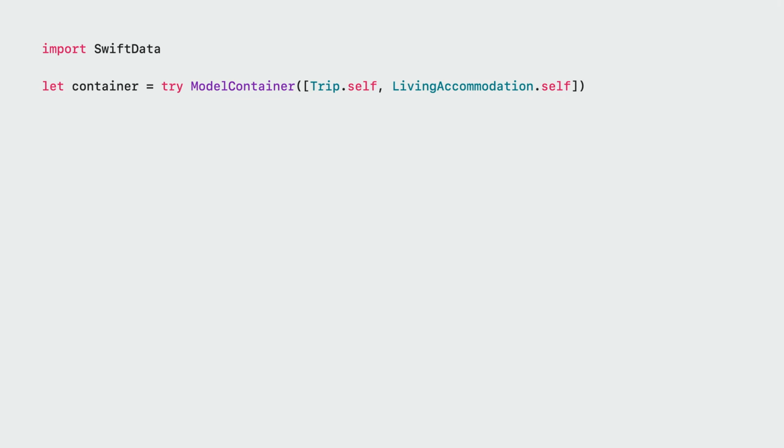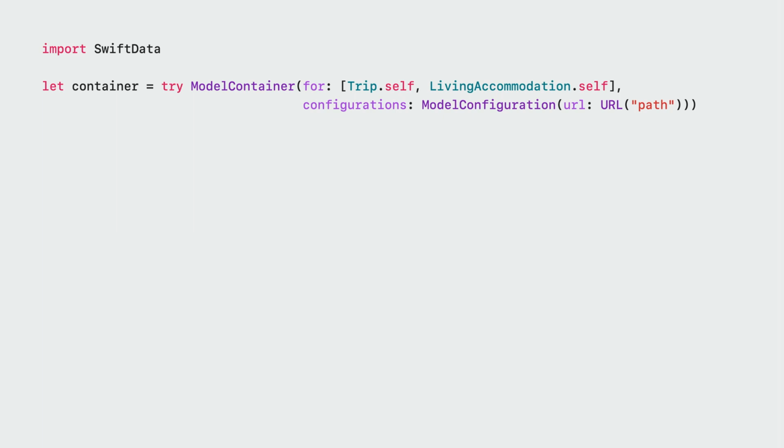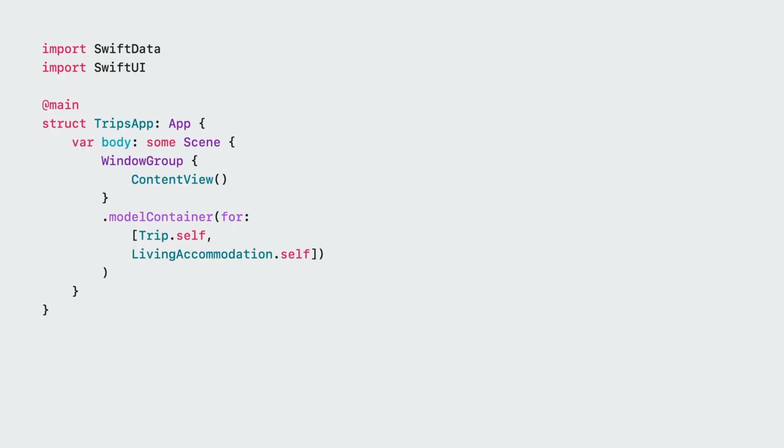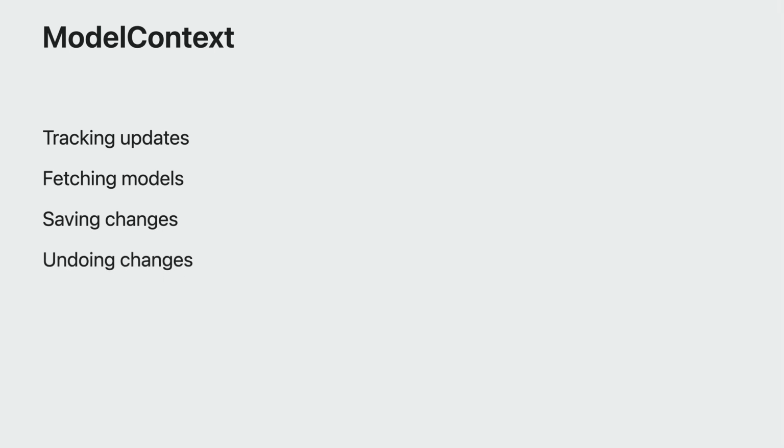If you want to customize your container further, you can use a configuration to change your URL, CloudKit and group container identifiers, and migration options. With your container set up, you're ready to fetch and save data with model contexts. You can also use SwiftUI's view and scene modifiers to set up the container and have it automatically established in the views environment. Model contexts observe all the changes to your models and provide many of the actions to operate on them. They are your interface to tracking updates, fetching data, saving changes, and even undoing those changes.